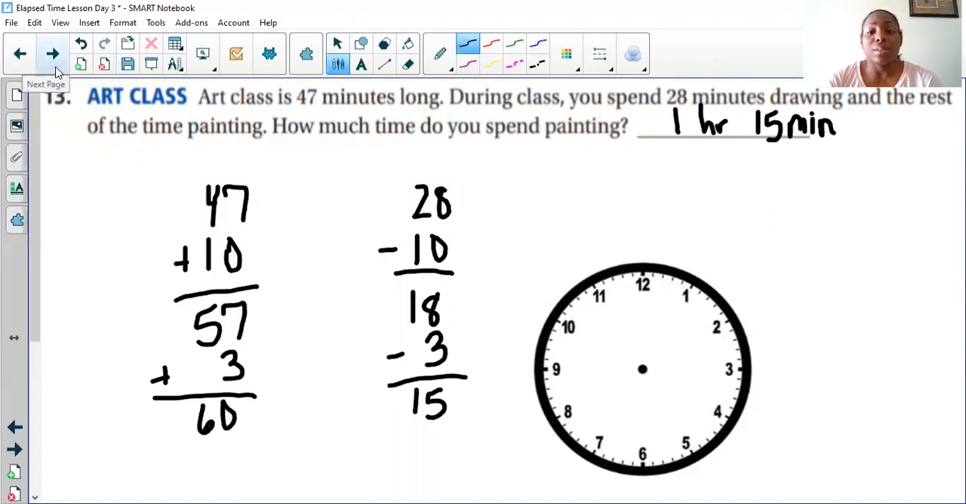So boys and girls, I was able to assist you with completing this assignment. What I want you to do is keep practicing with the numbers that we did not complete. I want you to try to do them on your own, because I know that you can do it. It's been an amazing time working with you on elapsed time.